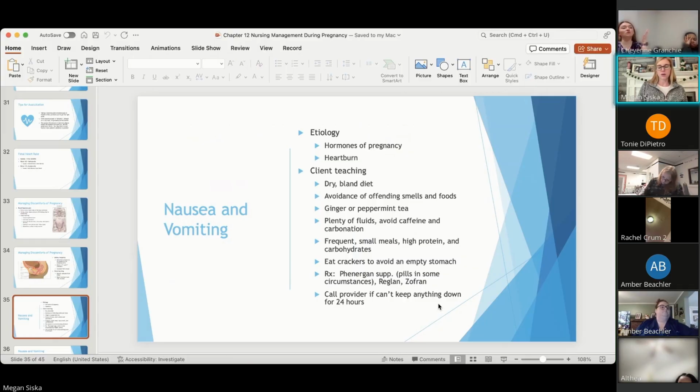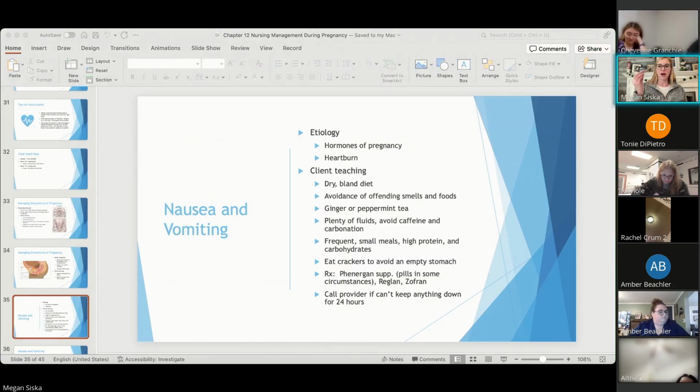I always tell my patients that it's like survival mode. As far as protein and this and that, whatever they can handle in that first trimester, baby will get what they need, but you just have to survive. It also can be helpful to have crackers at your bedside before you get up in the morning. Have one saltine cracker, get up, have one saltine cracker, and slowly ease into it. Keeping something in your stomach is way better than having an empty belly. It seems counterintuitive, and then of course we have prescriptions that we can give as well.